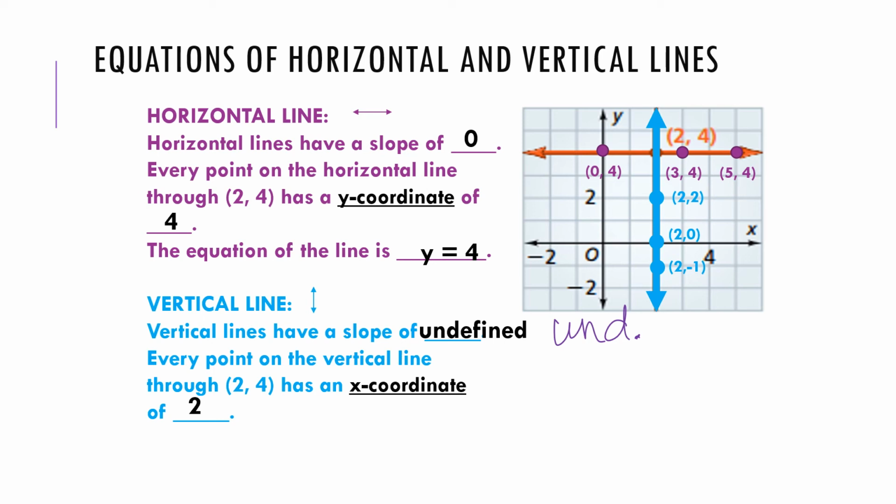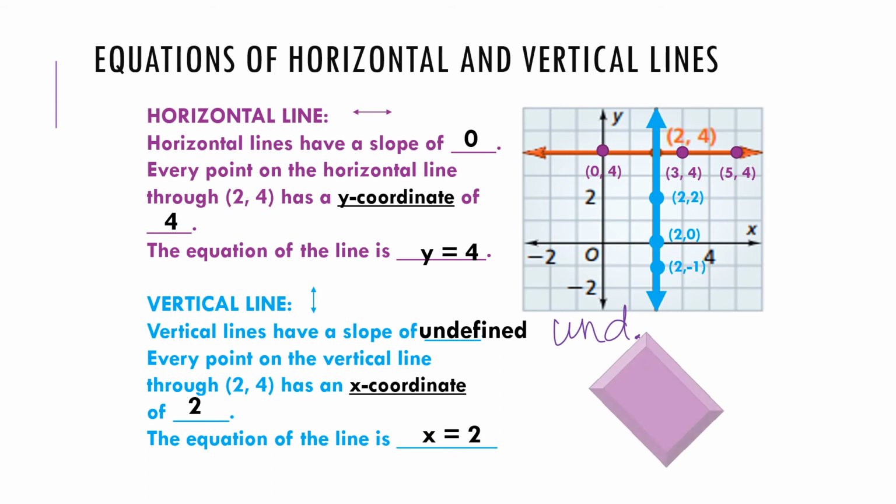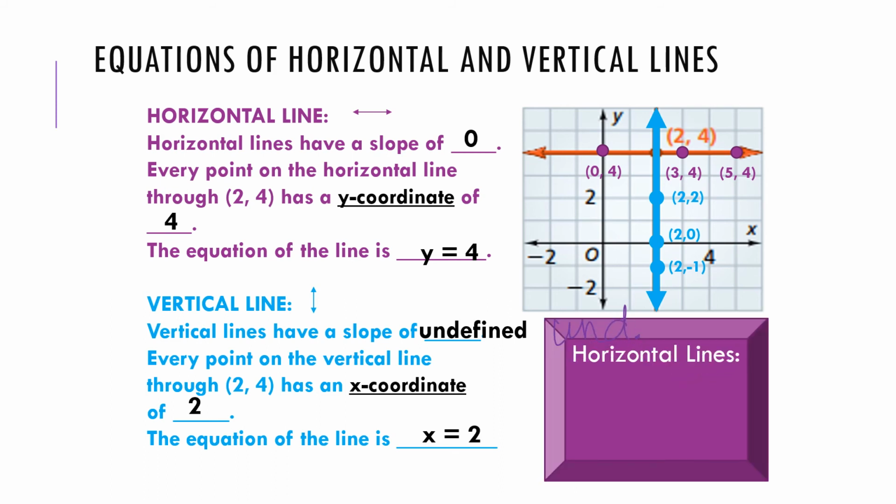All of those points have the x value in common, which is 2. So if my horizontal line all had the y value of 4 in common, the equation was y equals 4. My vertical line is going to have the equation x equals 2. Now this is what you definitely want to write down. Horizontal lines are always y equals a number, okay? Vertical lines are always x equals a number.